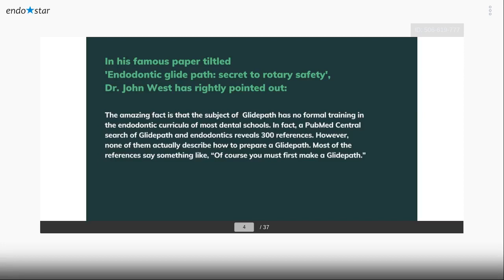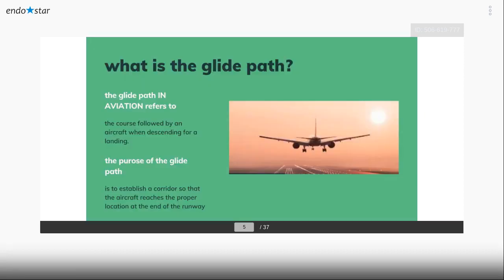Now, what exactly is the glide path? In aviation, the glide path refers to the course followed by an aircraft when descending for a landing. The purpose of the glide path is to establish a corridor so that the aircraft reaches the proper location at the end of the runway. Coming to endodontics, the glide path ensures that all the subsequent shaping instruments move unimpeded to the apex.